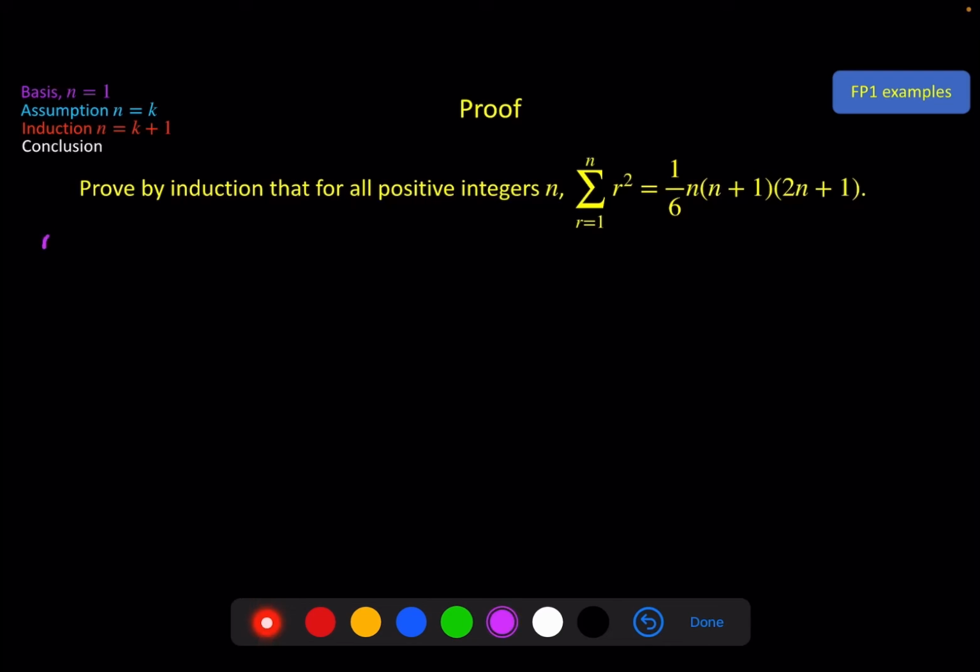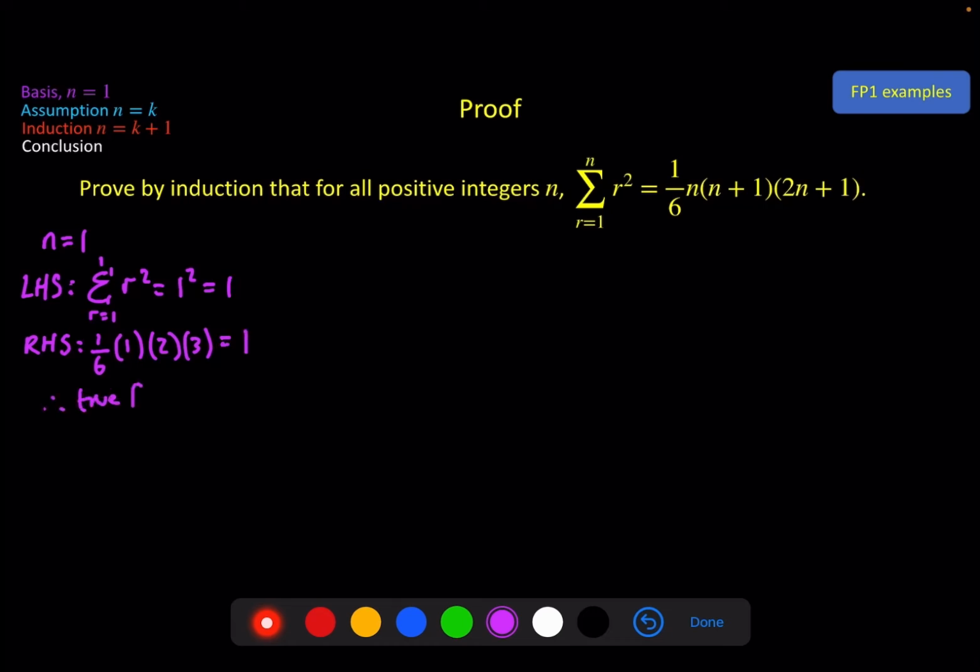Same thing, basis step first, n is equal to 1. We've got the left-hand side. The left-hand side here is the sum from r equals 1 to n, which is now 1, of r squared, so that's the first term, that's just 1 squared, which is 1. The right-hand side of the statement is 1 over 6 times n, which is 1, times n plus 1, that's 2, times 2n plus 1, that's a 3. 1 times 2 times 3 is 6, divided by 6 is 1. So it is true, the statement is true for n is equal to 1.